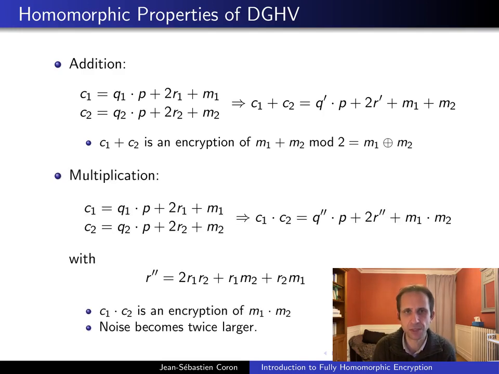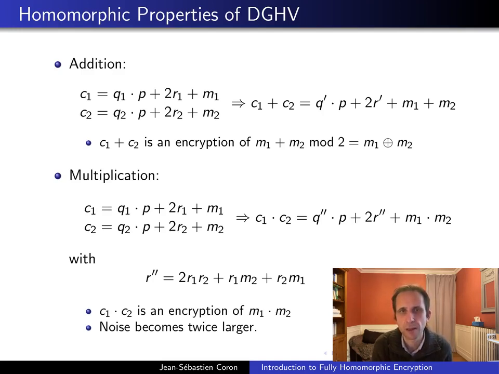And this is the same for multiplication. If we compute the product of two ciphertexts C1 and C2, we obtain C1 times C2, which is a multiple of P, plus 2 times R second plus M1 times M2, where we can check that R second is 2 times R1 R2 plus R1 M2 plus R2 M1. So we see that here C1 times C2 is an encryption of the product, the AND, of the bits M1 and M2. So we see that the scheme is homomorphic for the two operations, addition and multiplication. But actually, the problem is not solved.